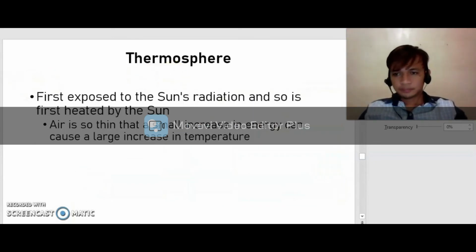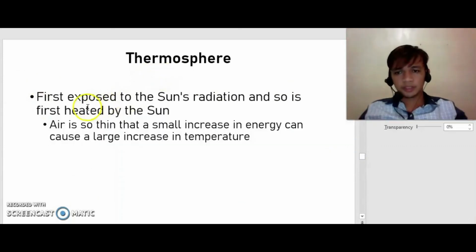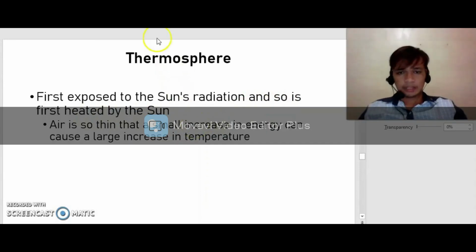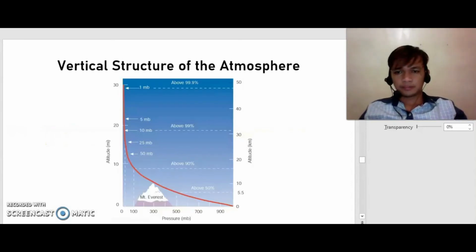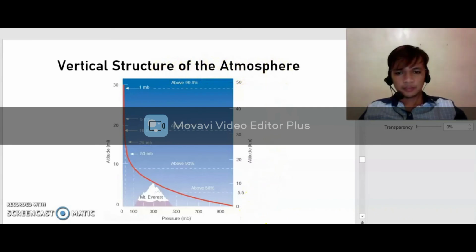So now, let's talk about the thermosphere. This is first exposed to the sun's radiation, and so this is first heated by the sun. So ito yung pinakamainit. That's why it's called thermosphere, the hottest layer in the atmosphere. The air pressure here is very thin, so a small increase in energy can cause a large increase in temperature. So this is the vertical structure of the atmosphere.